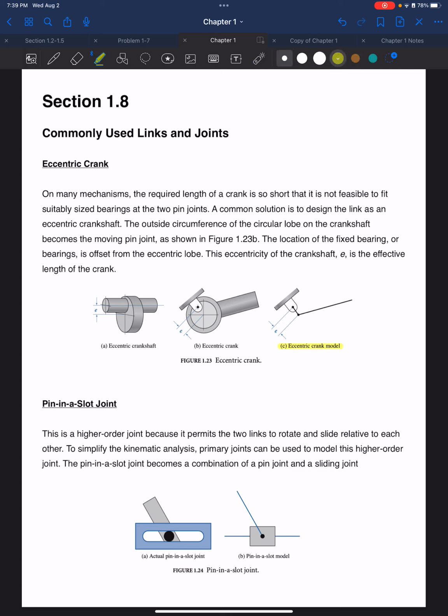Next, we'll look at the pin in a slot joint. This is a higher order joint because it allows rotation as well as slide. To simplify the kinematic analysis, two primary joints will be used to model this. We can see that in our figure in B. We have the pin along with the slide. So we take our higher order joint and just break it down into two primary joints to make it easier for us to model.